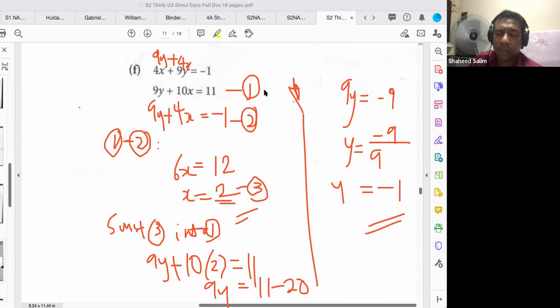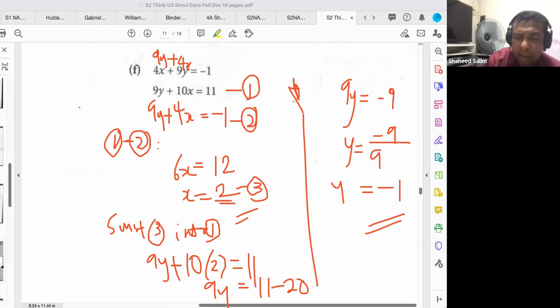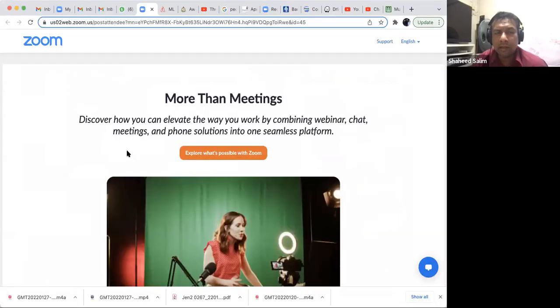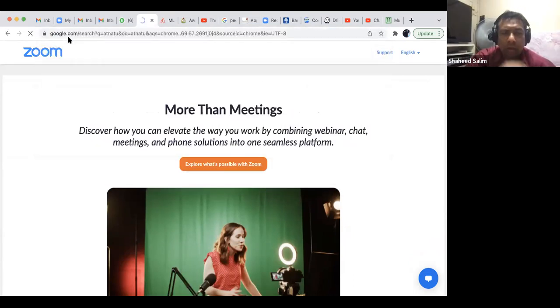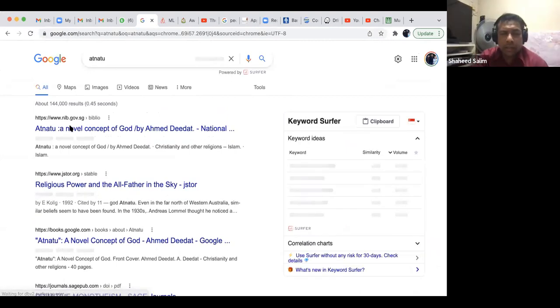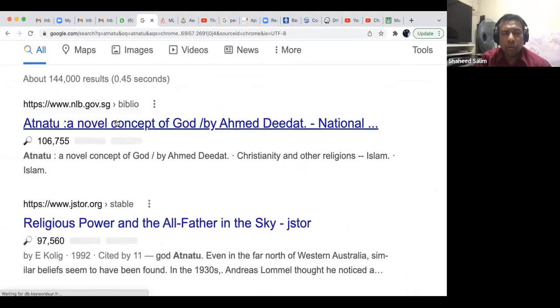Now I'm going to share with you something. I think this is quite an important thing, so you need to know. When I was your age, I heard about this and I was so fascinated by it. Fascinated means very curious. Okay, I stop first, and here we go. You can type in the word Atnatu. Can you see it? Atnatu, a novel concept of God.